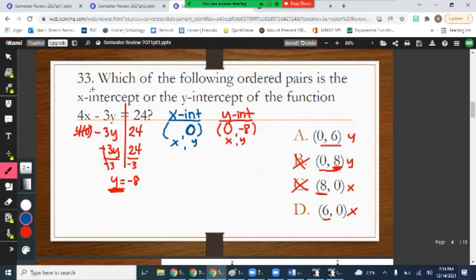So next, I'm going to do the same thing, but I'm going to change the y to a 0 this time. 4x minus 3y equals 24.